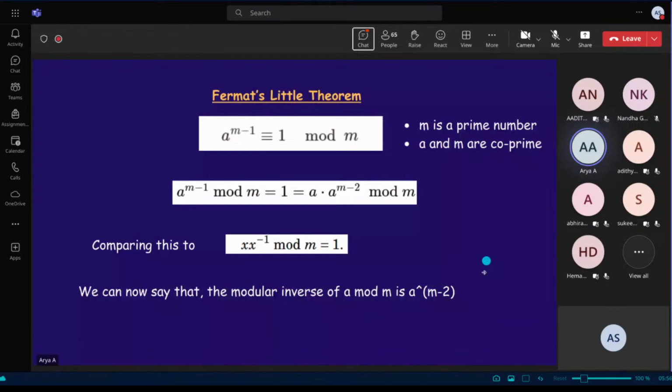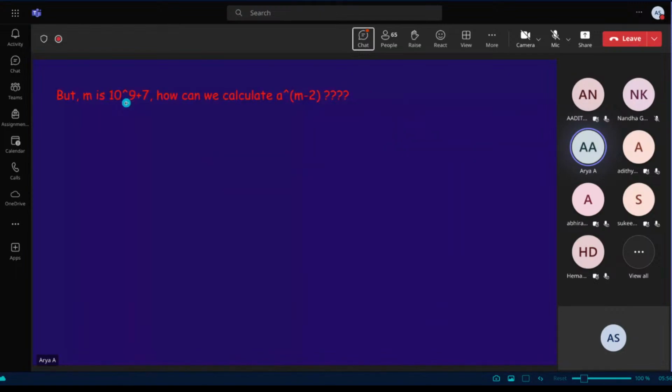So if I continue from here, finally we have given a mathematical form to this modular inverse. It's a power m minus 2. What's the next challenge? But m is 10 power 9 plus 7. How can we calculate a power m minus 2? So m is a very big number. How can I calculate a power m minus 2? This is the next challenge.